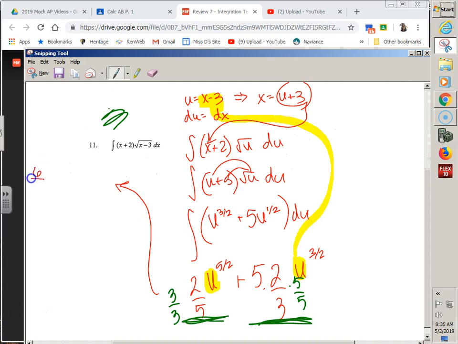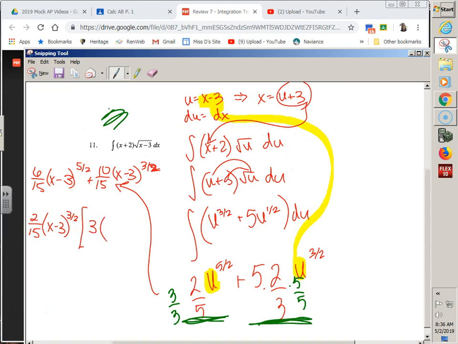I end up with 6/15 (x minus 3) to the 5 halves plus 10/15 (x minus 3) to the 3 halves. What can I pull out that's in common? I see a 15th and I see a 2, right? What else can I pull out that's in common? (x minus 3) to the smaller one, (x minus 3) to the 3 halves. What's left? Well, I took away him, there's a 3.